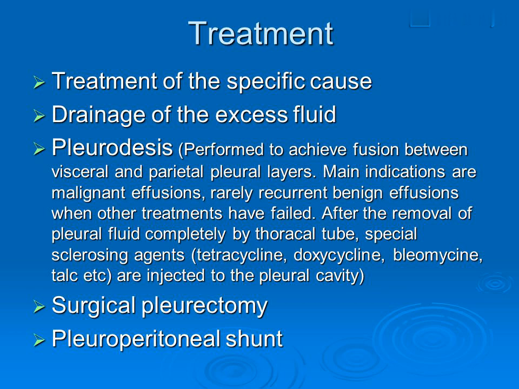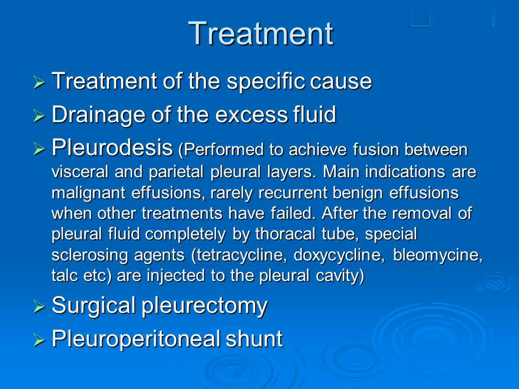Pleurodesis is performed to achieve fusion between the visceral and parietal pleural layers. Main indications are malignant effusions, and rarely recurrent benign effusions when other treatments have failed. After the complete removal of pleural fluid by thoracic tube, special sclerosing agents, tetracycline, doxycycline, bleomycin, talc, etc., are injected into the pleural cavity. Surgical pleurectomy.